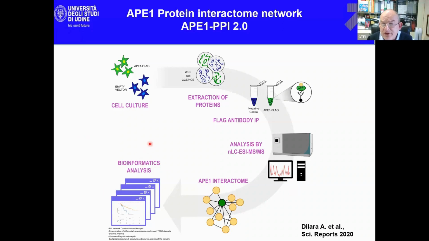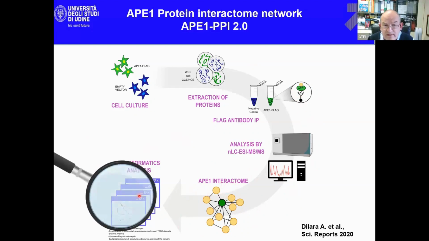Using unbiased strategies through functional proteomics and mass spec analysis, we isolated APE1 protein complexes and identified the protein-protein interactome of APE1. Through bioinformatic analysis, for instance functional enrichment analysis, but also studying the expression of the protein-protein interactome in TCGA data analysis, we found quite interesting things.